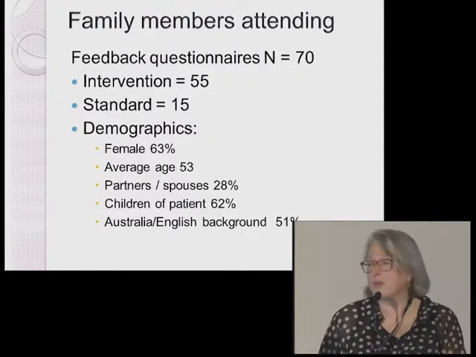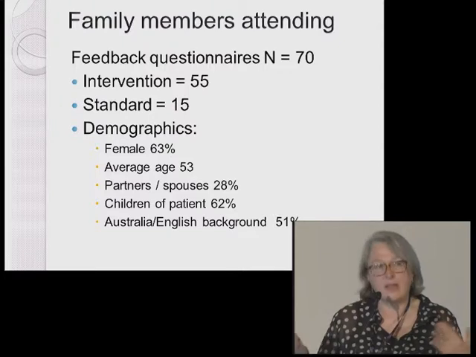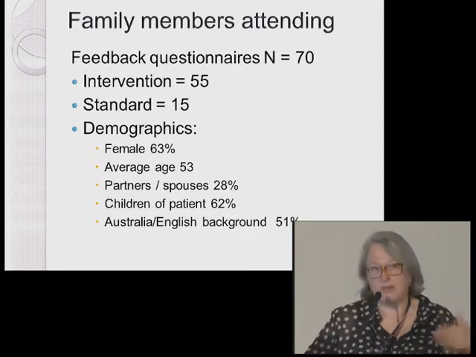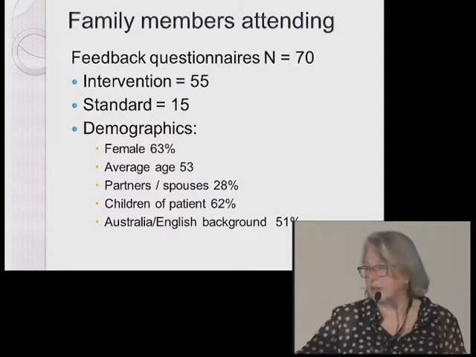So we got feedback also from the family members who came. We got 70 feedback questionnaires, more from the intervention arm, obviously. And you can see just over half were Australian English background, but the other half were actually non-English speaking background. We had a number of family meetings with interpreters. I haven't yet been able to go through all of this data in detail.